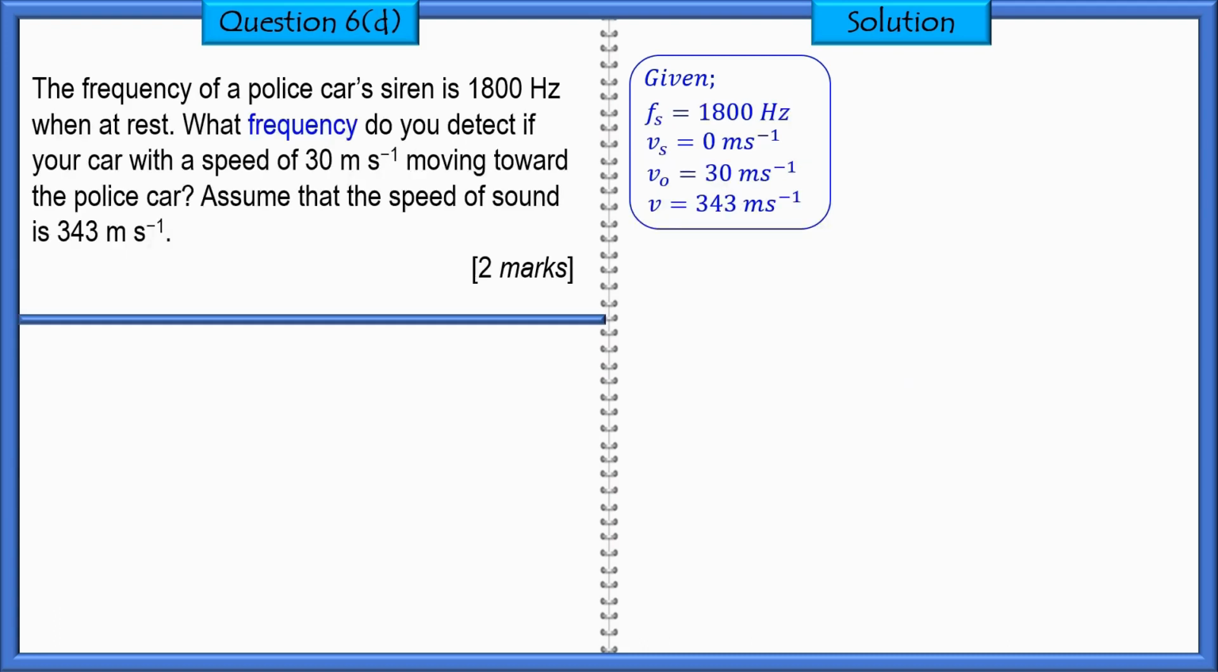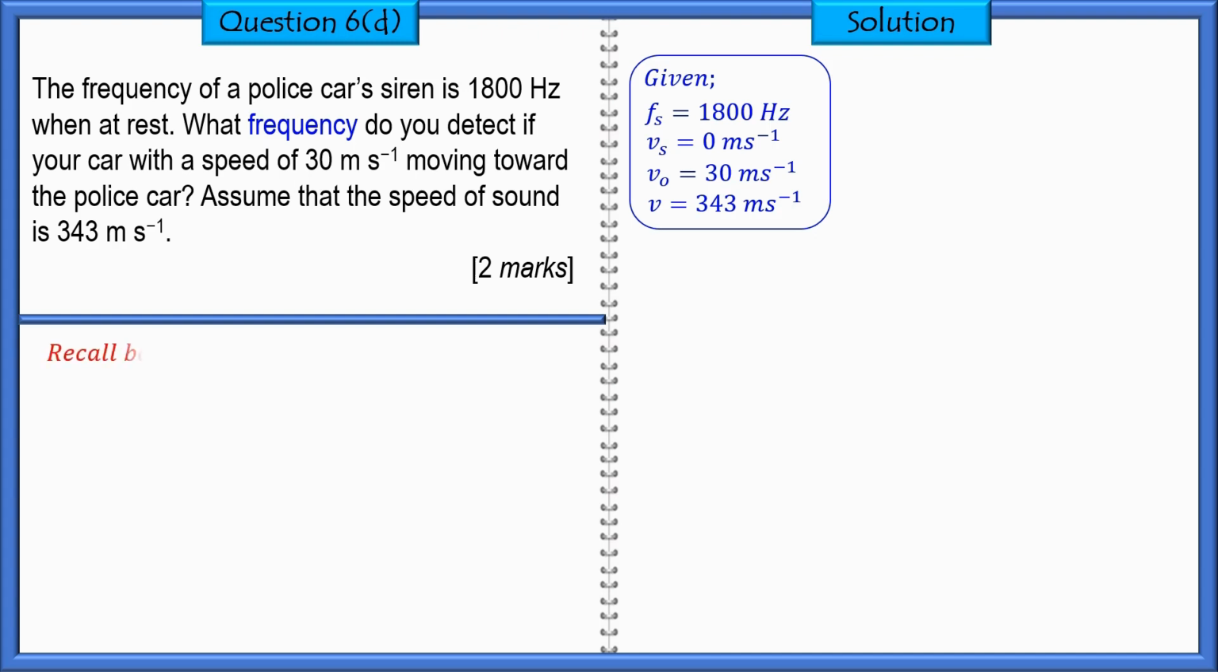Question 6D. The frequency of a police car siren is 1800 Hz when at rest. What frequency do you detect if your car with a speed of 30 meter per second is moving toward the police car? Assume that the speed of sound is 343 meter per second.